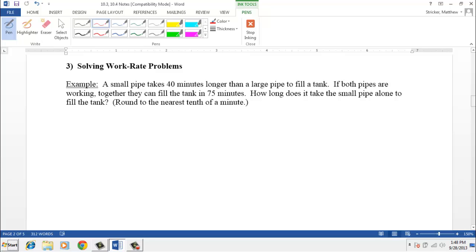It has to do with that sort of thing. So this first example has to do with a pipe. It says a small pipe takes 40 minutes longer than a large pipe to fill a tank. If both pipes are working together, they can fill the tank in 75 minutes. How long does it take the small pipe alone to fill the tank?